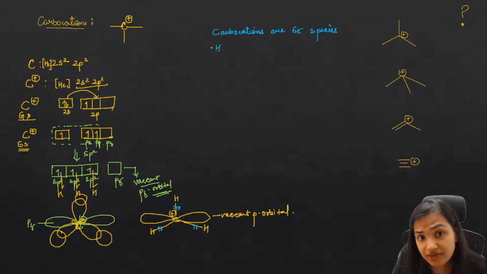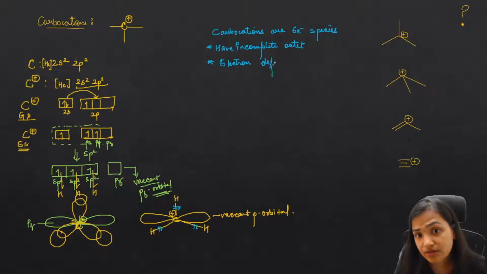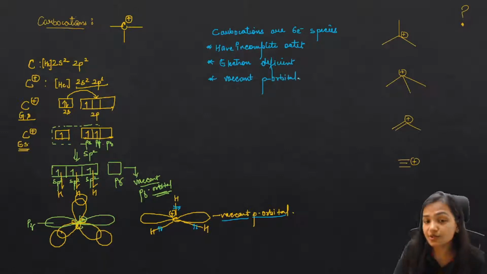Carbocations have an incomplete octet, and because they have an incomplete octet, they are said to be electron deficient. They have a deficiency of electrons, and there is the presence of a vacant p orbital.